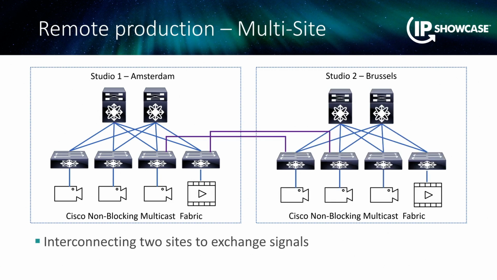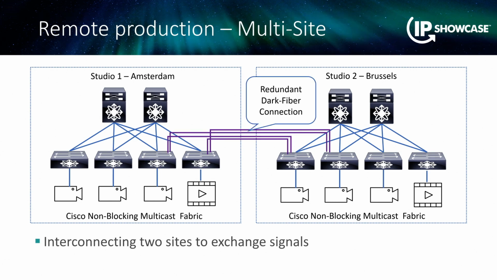So what if you have multiple locations? Let's say that I have a studio in Amsterdam and a studio in Brussels, and I want to exchange traffic between both of those studios. I'll be able to create two independent fabrics and interconnect them with dark fiber. I'll be able to have PIM between those two and have any kind of communication between them. Any kind of exchange of the signal would be able to traverse this infrastructure.